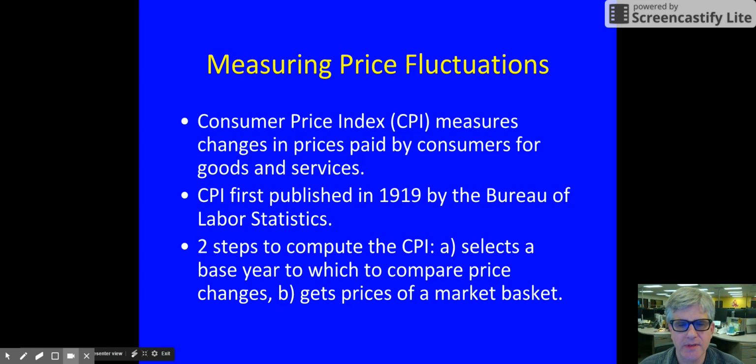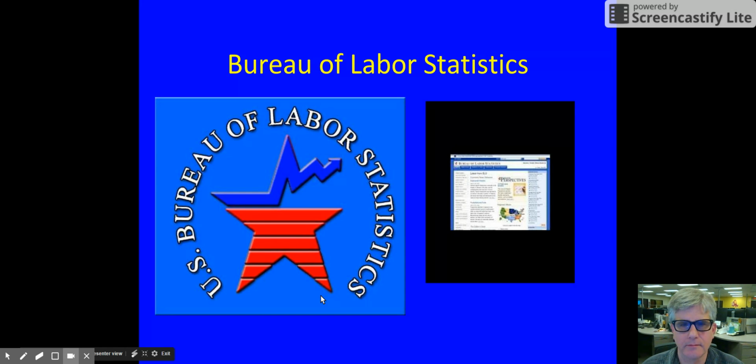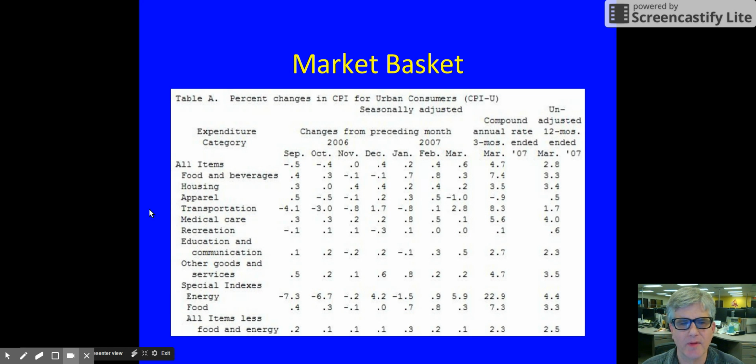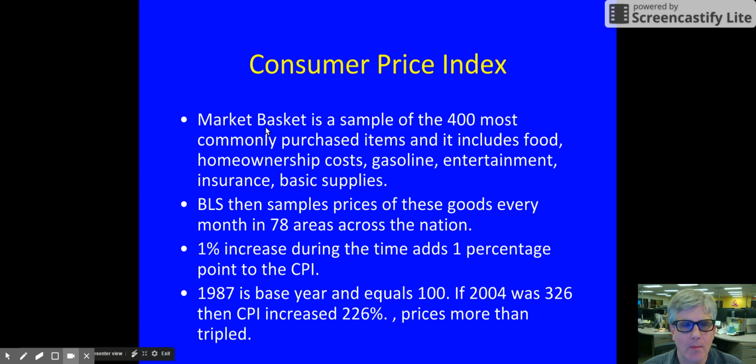Basically, to compute the CPI, you select a base year with which to compare price changes, and then you get prices in a market basket. This would be an example of a market basket. Food and beverages, housing, all of these things would be in a market basket. A market basket is a sample of the 400 most commonly purchased items. It includes food, home ownership, gasoline, entertainment, insurance, and basic supplies. BLS then samples prices of these goods every month in 78 areas across the country.